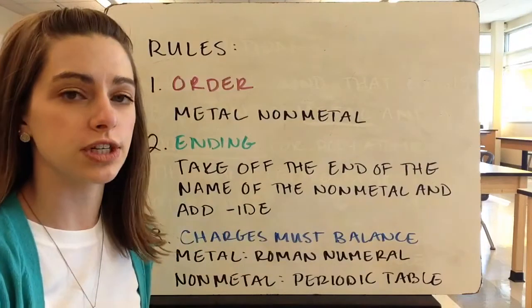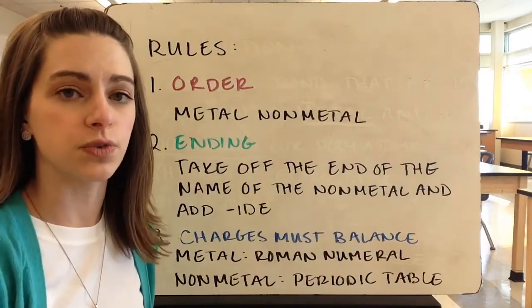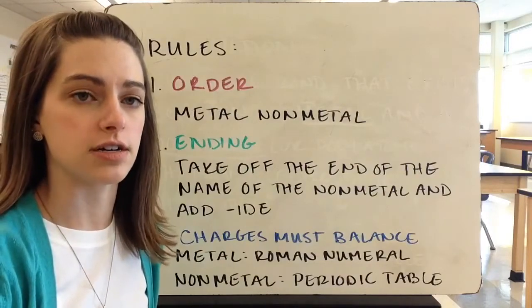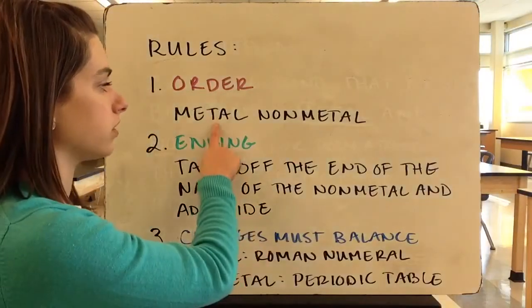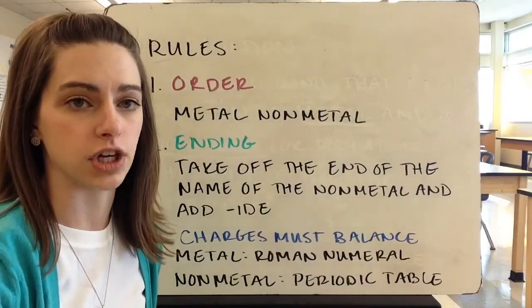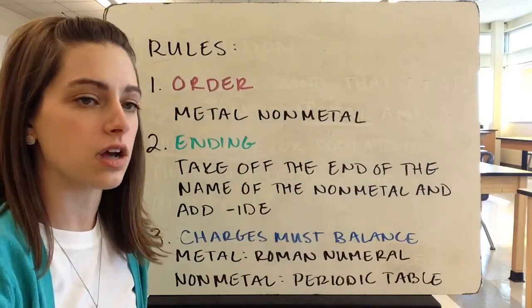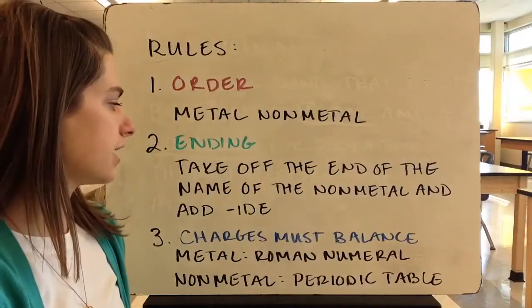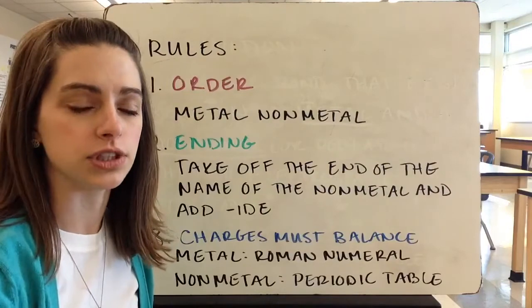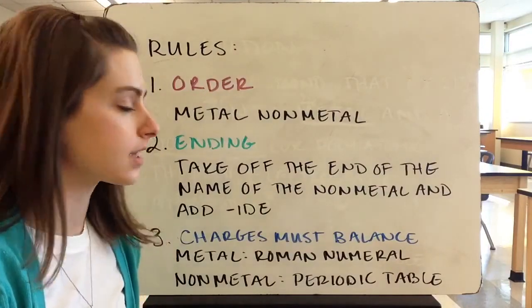So our general rules are still the same. The rules for the order that we write the names or the formulas is still the same as it was for our simple compounds. It still goes metal, then nonmetal. So it's still our positive, then our negative charge. The ending is also still the same. You take the end of the name of the nonmetal, take it off, and add -ide. So you're still changing the ending to "ide."